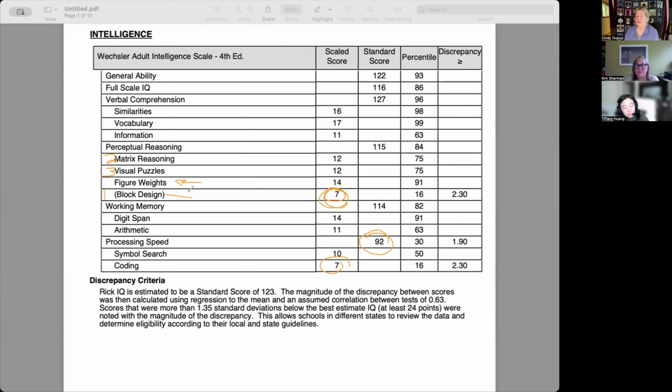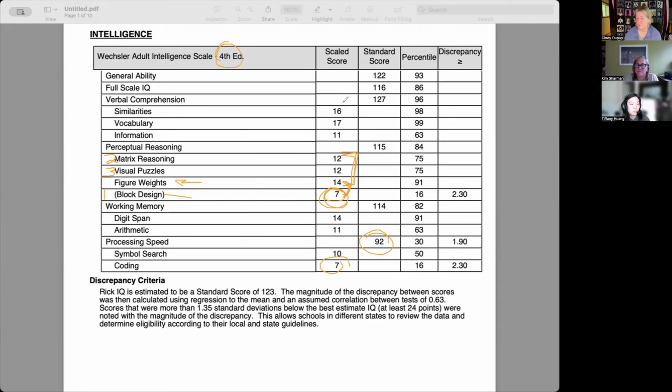And so I made the decision to do a substitution in part because of the statistics of it. Having a 7 point difference between figure weights and block design is statistically significant and clinically unusual. And notice that those three clump together beautifully, all within a couple of points of each other, and it makes sense as a cluster. Now, this is the old WAIS, the new WAIS is out, and that's the one that I'm using now.